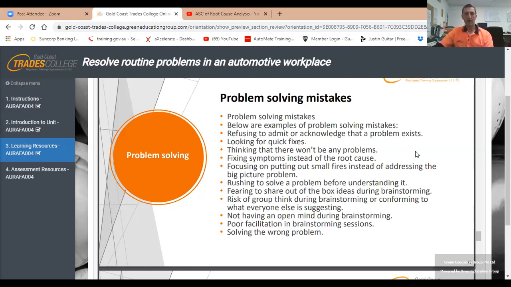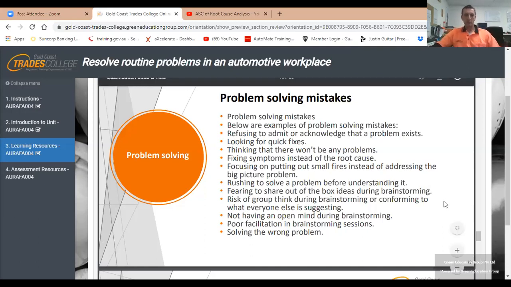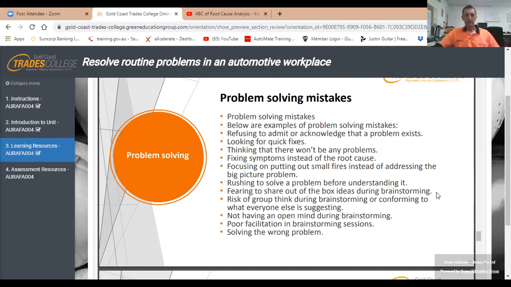Focus on putting out small fires instead of addressing the big picture problem. So putting out the little issues rather than addressing the big problem. Rushing to solve a problem before understanding the problem can lead to a lot of wasting of time. Fearing to share out-of-the-box ideas during brainstorming. Risk of groupthink during brainstorming or conforming to what everyone else is suggesting. Not having an open mind during brainstorming. Poor facilitation in brainstorming sessions.